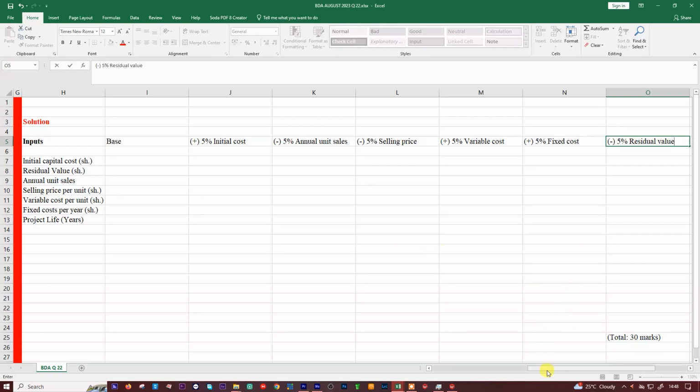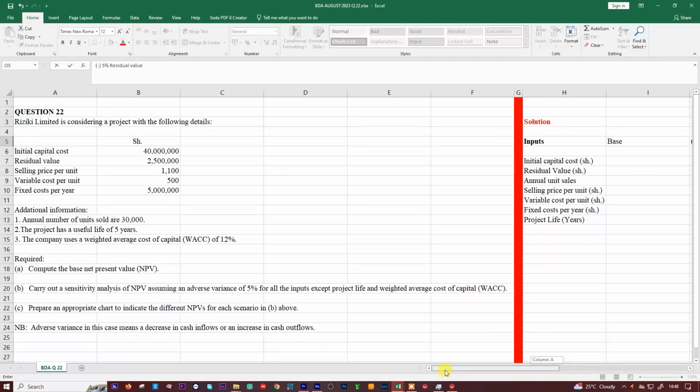So with that, we are told to compute the NPV. So the inputs, we just follow based on whatever we've been given. So the residual value right over here, we can come to the initial cost. You can see the initial cost is 40 million over here. We're just doing the base case scenario.